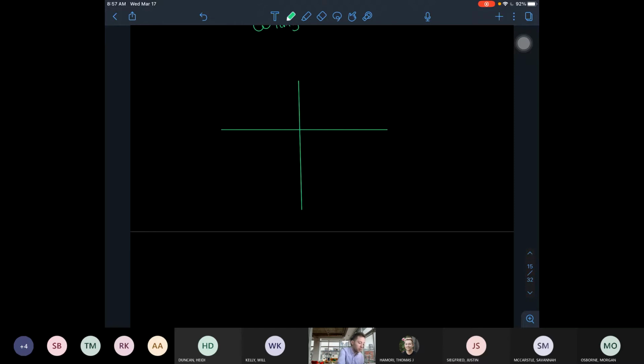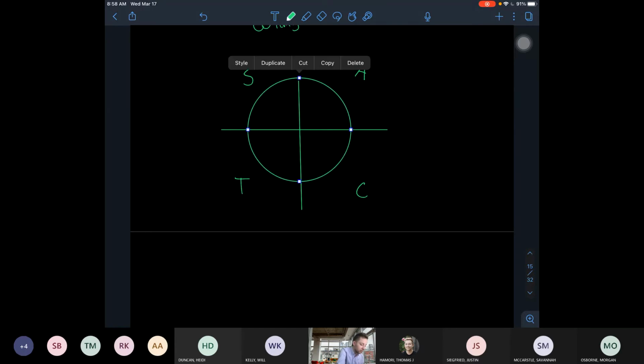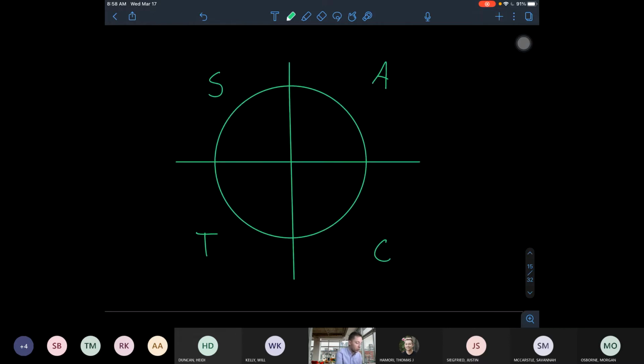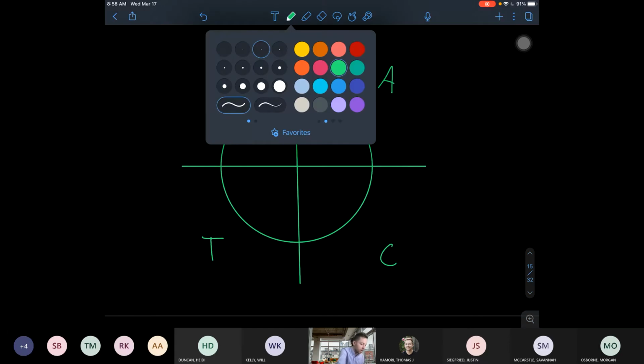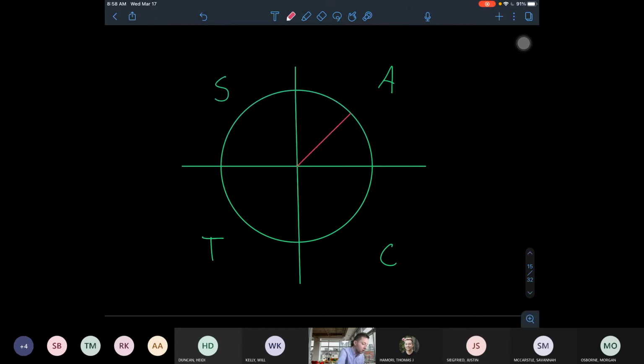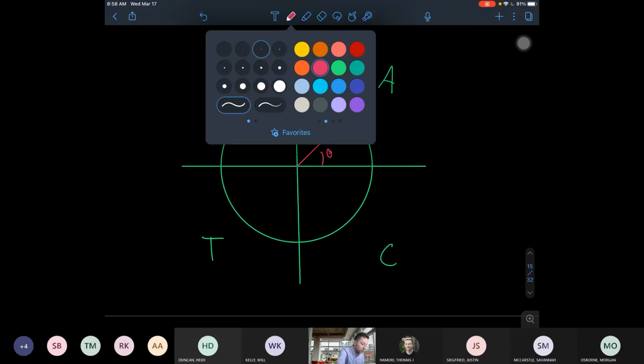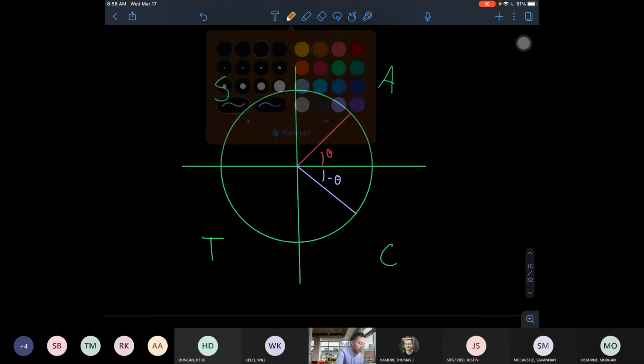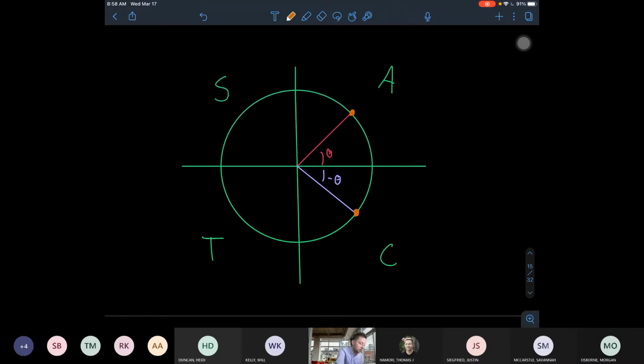And remember that we have ASTC, right? So if you want to consider what's going on with the trigonometric functions, you want to consider what's going on when we take a value theta versus negative theta. So here's theta, and here is negative theta. If you want to consider whether the function is even or odd, you just take a look at these two points.